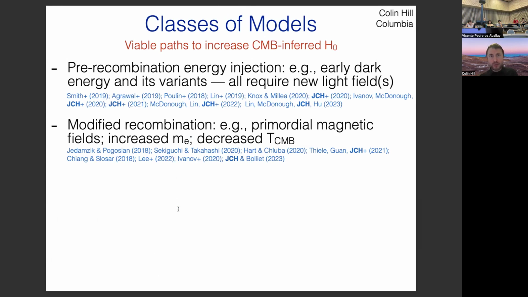I think there's really just four classes of models that could perhaps work to do this. The first class involves introducing some new form of energy density prior to recombination. The most famous such model is called early dark energy, where you have some new field that briefly accelerates the expansion before recombination. I'll talk about that in a little more detail in just a second. Another option is that you could modify the dynamics of recombination itself.